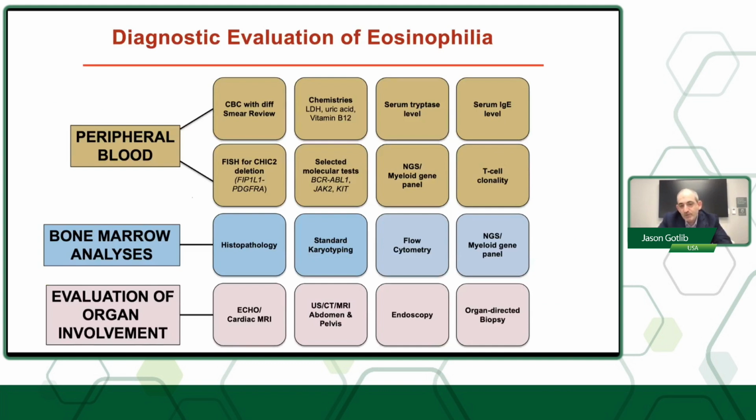In the peripheral blood, we depend, of course, on traditional testing such as the CBC, looking at the smear, chemistries and liver tests, serum tryptase level, for example, in particular looking for mast cell disease. We also want to look at specific molecular abnormalities such as BCR-ABL1, JAK2, KIT, fusion genes that are involved in myeloid lymphoid neoplasms with eosinophilia, NGS myeloid mutation panels, and of course T-cell clonality to see if there's a T-cell driven process such as seen in lymphocyte variant hypereosinophilia.